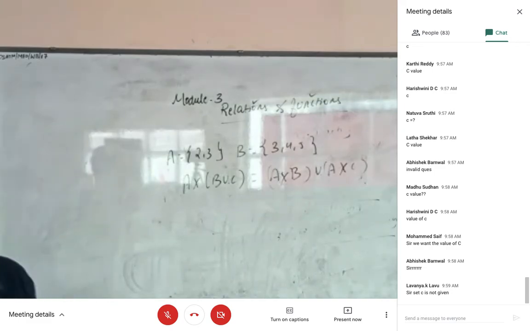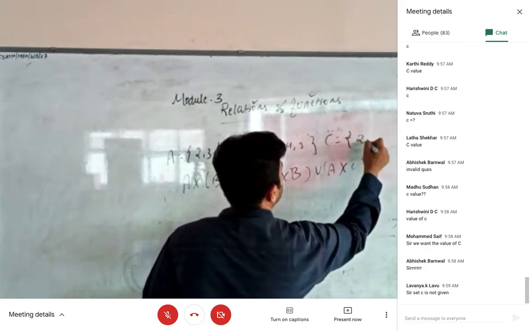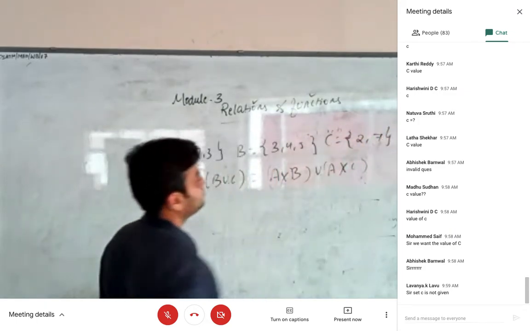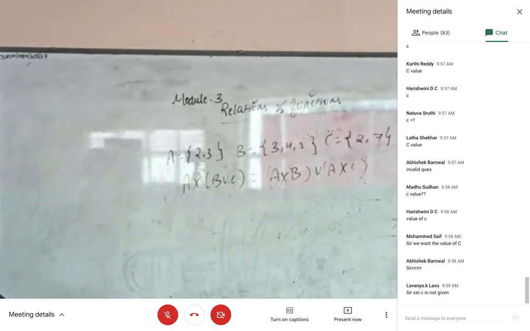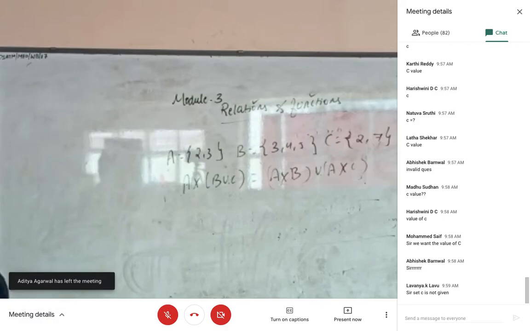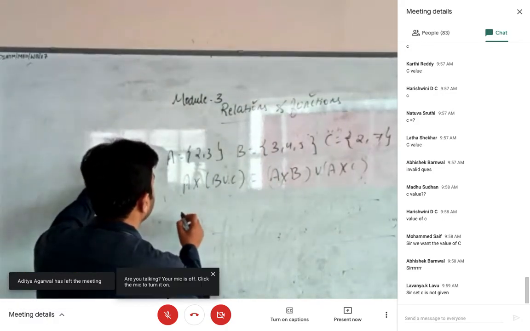Okay, sorry, set C is not given. You just assume some set of elements. I'll give {2, 7}. Set C is {2, 7}. In fact, this is just like a distributive law. Fine. Okay, so I will just solve this.